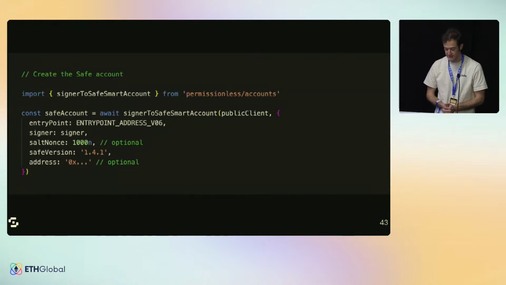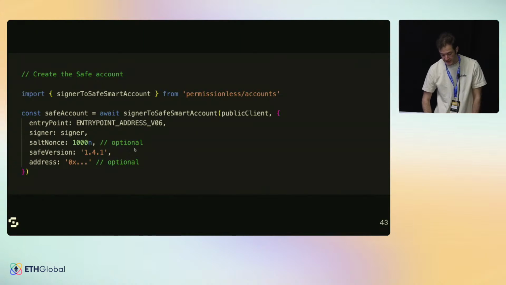And now here is the interesting thing. There is one function, the signer to Safe smart account, that will counterfactually give us, or it will return, a counterfactual Safe. This means that it's a Safe object that is not deployed yet, but we already know the address. And to do that, we can pass different parameters. Some of them are optional, some of them are not. It's important that we use the version of the Safe, the 1.4.1, which is the one supporting the ERC.